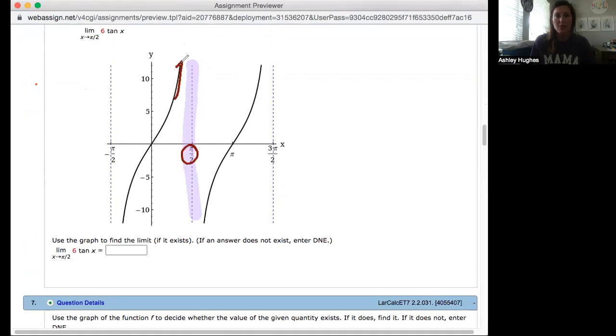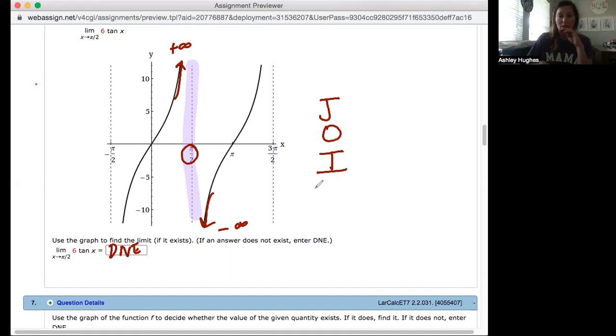As I come from the left, I'm going up to positive infinity. As I go from the right, I'm going down to negative infinity. So the answer is does not exist, because if you remember, there's 3 times that a limit doesn't exist: jump, oscillates, and if you're going to infinity. So D and E is the answer for that one as well.